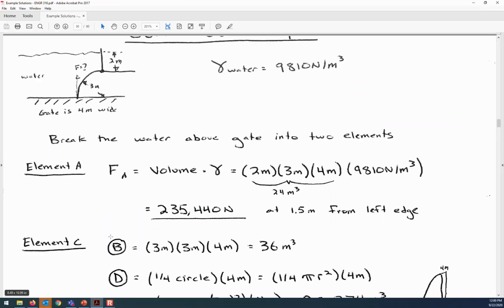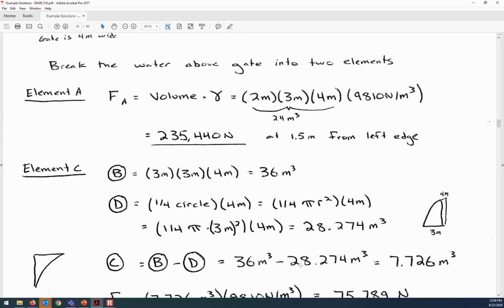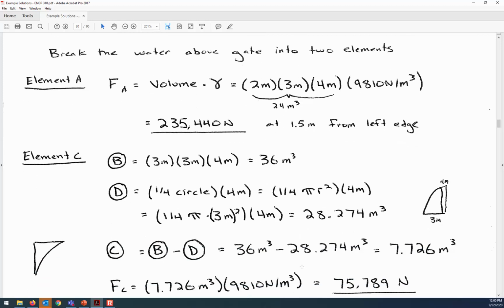All right, so I found the area and therefore also the volume of B, because I just take the area and multiply it by the distance into the page, 4 meters, and I get the volume. So that's the volume of object B. And subtract out the quarter circle of that. So it's a quarter circle times 4 meters of depth into the page, and the resultant volume is 28.274 cubic meters. And then now what's left is piece C.